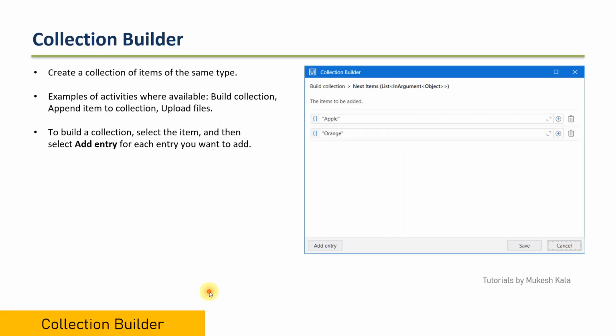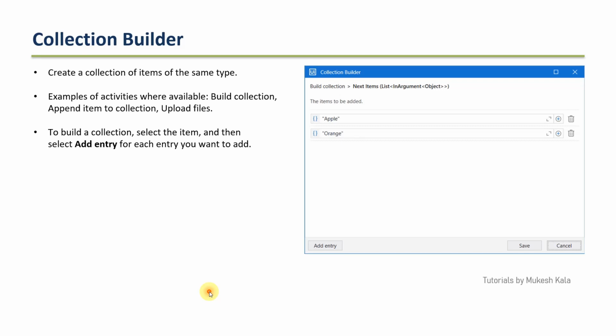The next feature which is available is called a collection builder. With the help of the new update, we can actually create a collection of items of the same type. This is applicable to the activities which work on collections, such as build collection, append item to collection, upload file, and all those bits. Now, whenever you have to create a collection, first you have to use a button which says add entry. You add the first item, and then you will get the collection automatically created with the correct data type also selected.